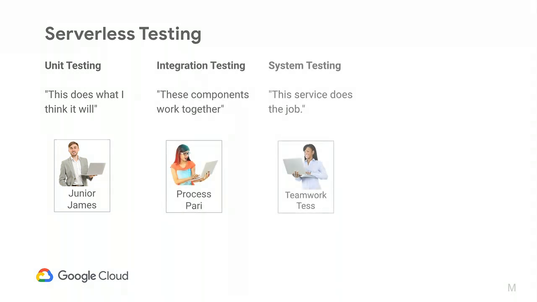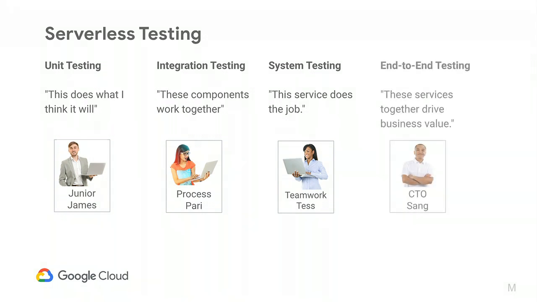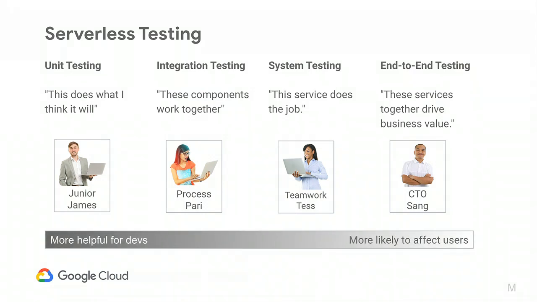Junior developers think of unit testing. There's integration testing, system testing. Sang, the CTO, of course, he thinks more about end-to-end testing. So we have this whole spectrum of tests. One isn't better than the other. Some are really useful to developers. Some are more useful to business people. We need a mix of all these different types of testing. How do we do that?